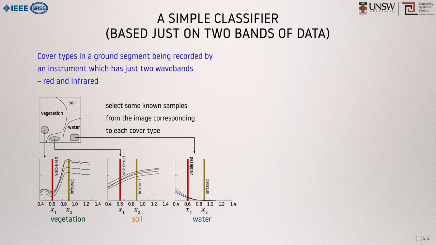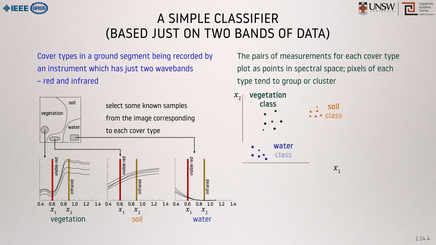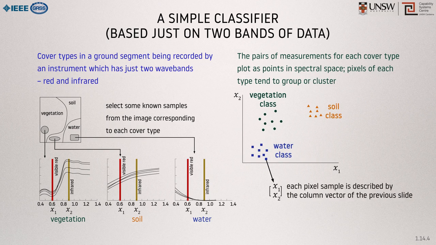For the vegetation pixels, the red samples will have low brightness, whereas the infrared samples will have high brightness values. By contrast, the samples for soil will be moderately bright in both bands, and those for water will be moderately dark in both bands.